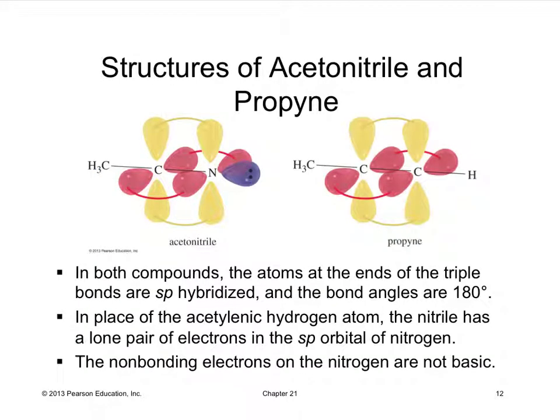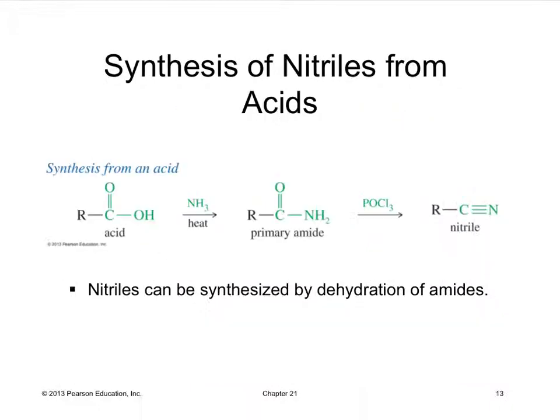If we look at the structures of acetonitrile and propyne, right, they're the same except you have C triple bond N and C triple bond C. In both compounds, the atoms at the ends of the triple bond are sp hybridized. Bond angles are 180. In place of the acetylenic hydrogen atom, you have a lone pair of electrons, and that's in the sp orbital of the nitrogen. And the non-bonding electrons of the nitrogen over here are not basic. That's a note.